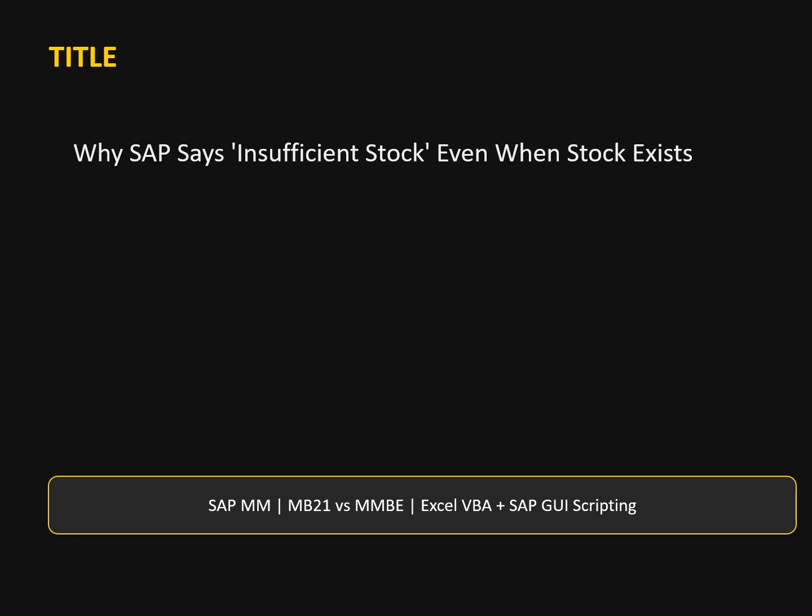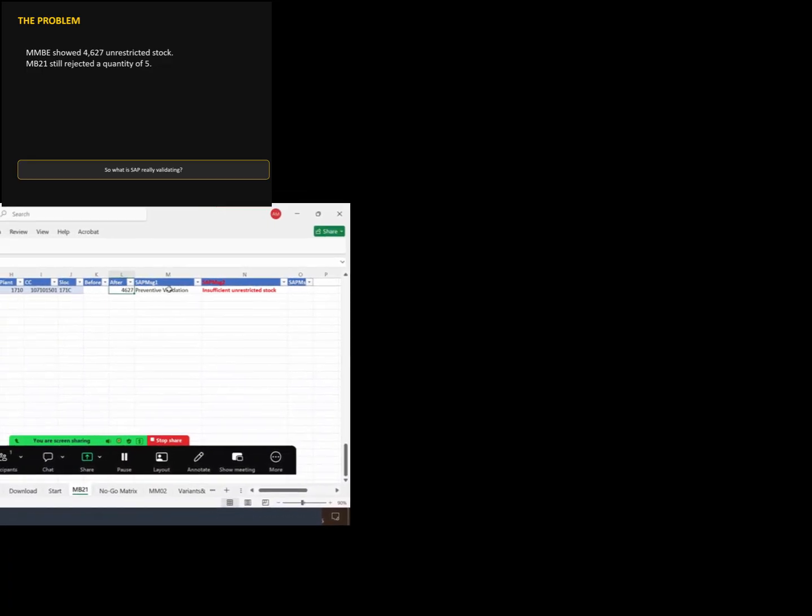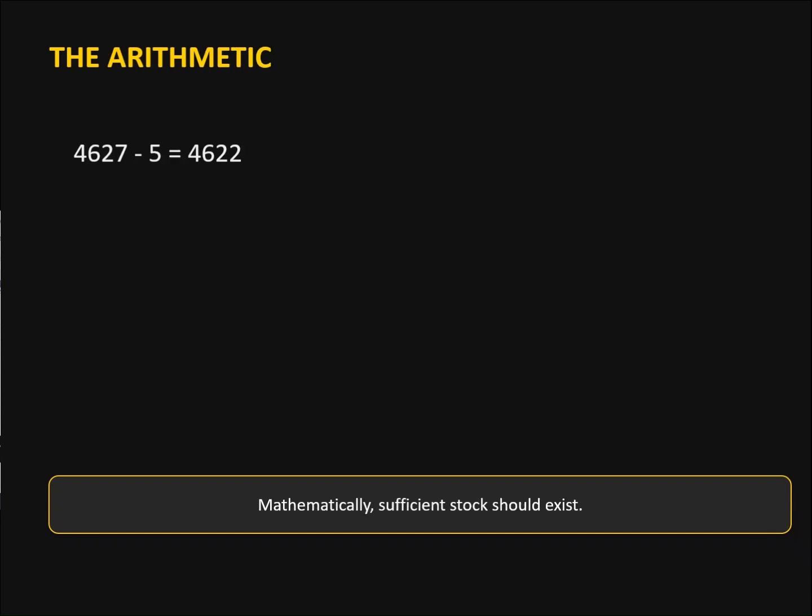I requested only 5 quantity in MB21. SAP showed 4,627 unrestricted stock in MMBE. Yet the reservation still failed with insufficient unrestricted stock. So what is really happening behind the scenes?